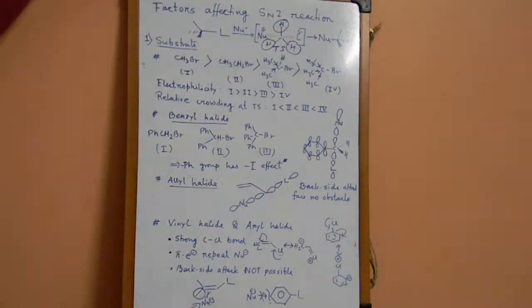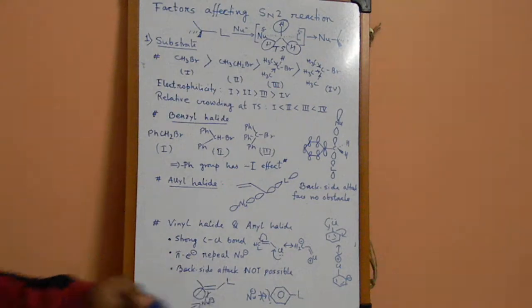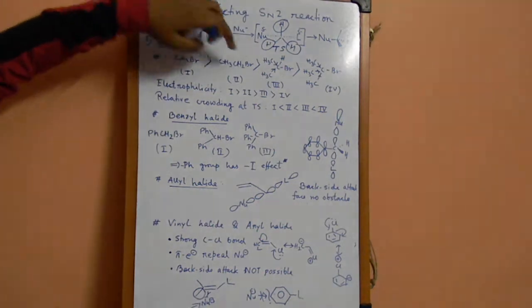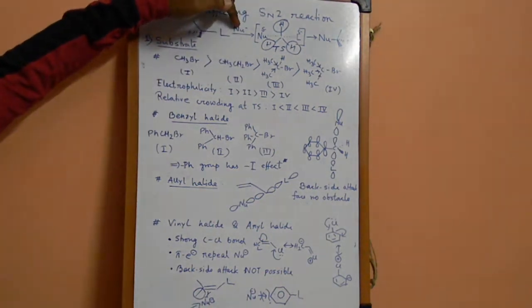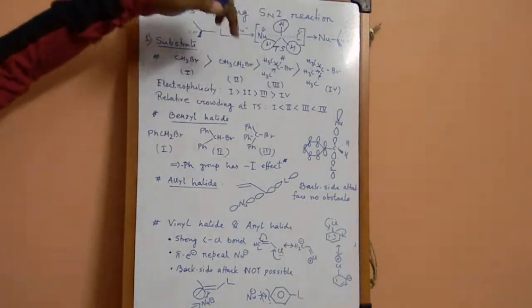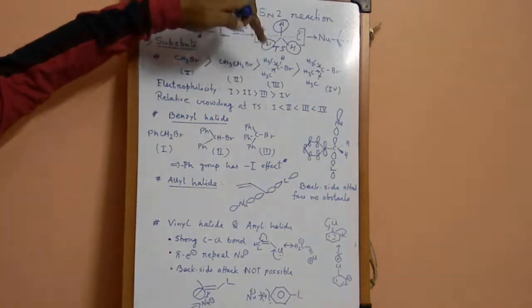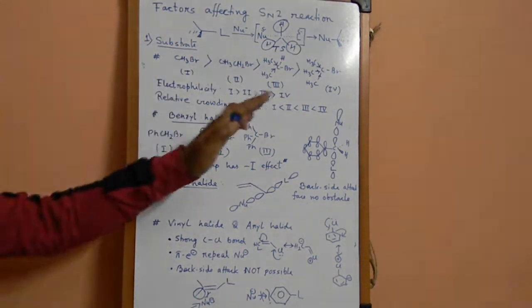In fact, for tertiary halide, it is impossible to perform any SN2 reaction. In the case of secondary halide, this is not the only factor; there are some other factors like solvent, nucleophile activity, and leaving group capability. So sometimes it is observed that the secondary halide undergoes SN2 reaction, but we will talk in detail about that. But the general order follows in such a manner.